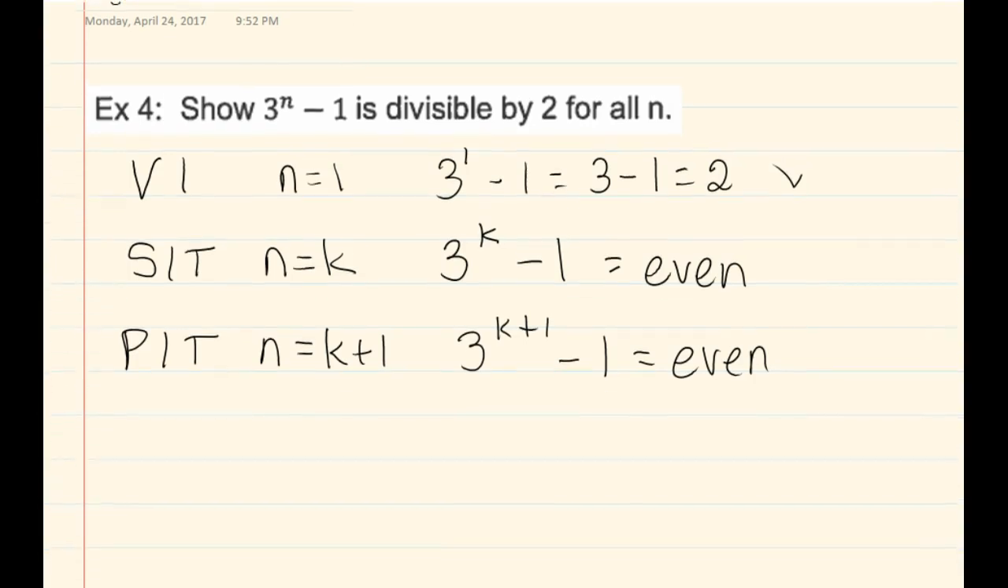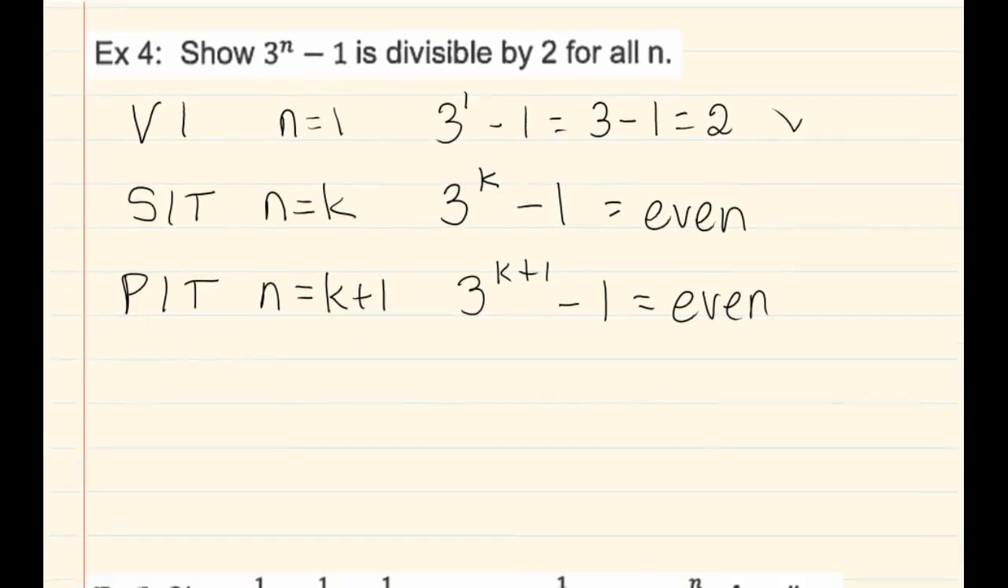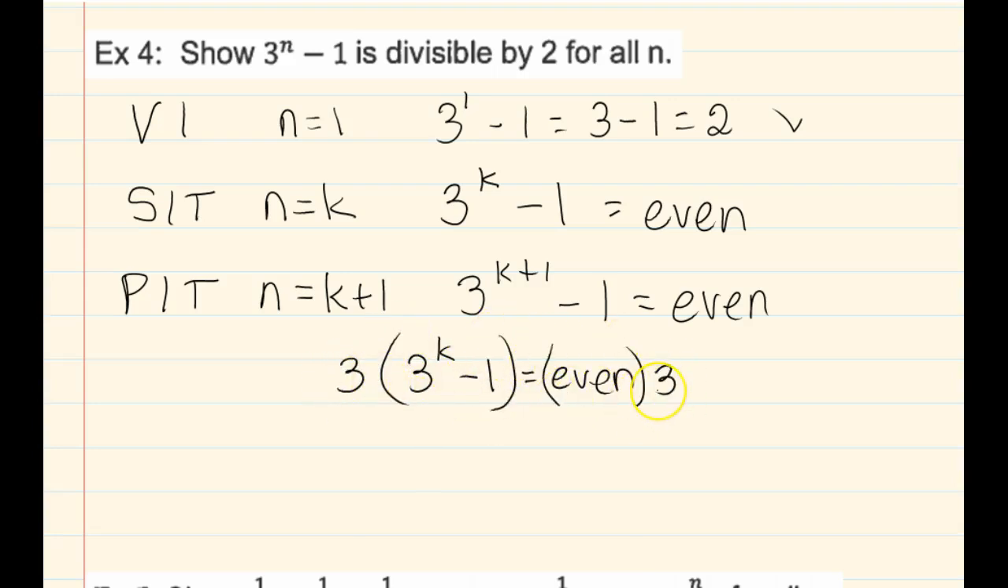Just like we did in the previous examples, one of the things we're going to do is start with what we know. We know that 3 to the k minus 1 is an even number. So what happens then if I multiply both sides by 3? What we get on this side over here is an even number times 3. Well, think about that. An even number is 2. 2 times 3 is 6. 4 times 3 is 12. We're going to get an even number over here on this side.